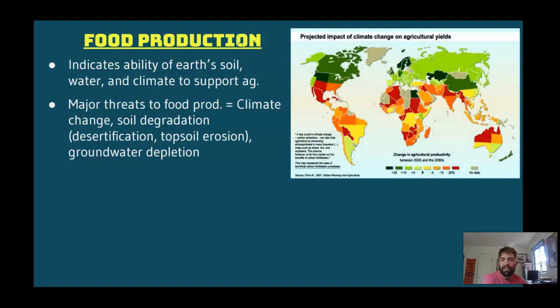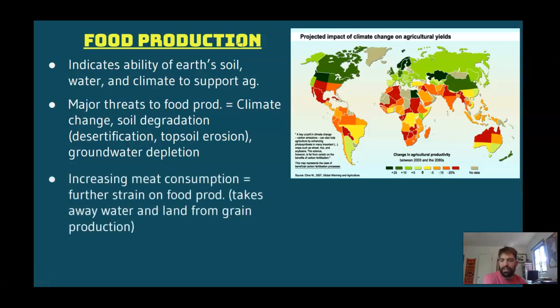And here you have the projected impact of climate change on agricultural yields globally, whereas some places might get more productive in the darker green, and other places are going to lose a lot of productivity, minus 25%. So basically, the hotter places won't be able to produce the same amount of food.